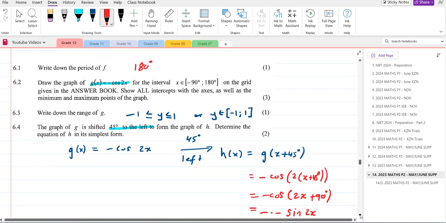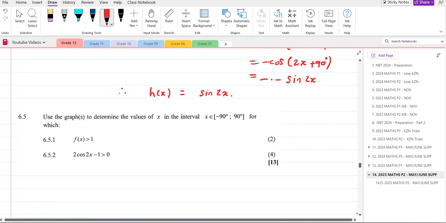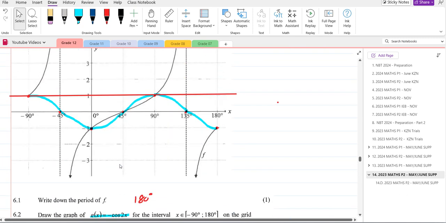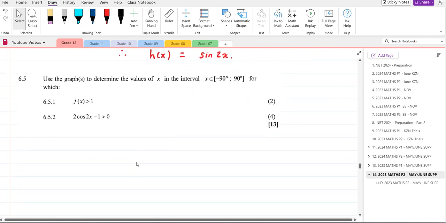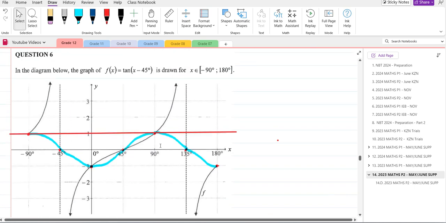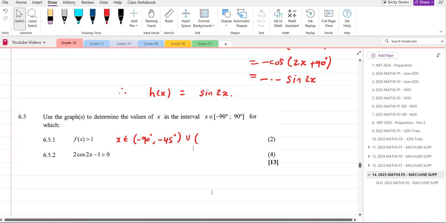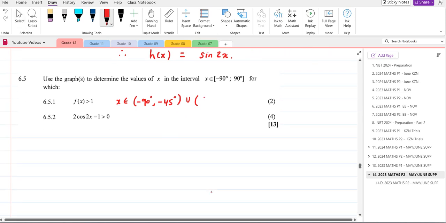So we're going to write down those two answers. X is an element from minus 90 to minus 45, round brackets, union means or. The second solution is from 90 to 135. And that's my answer.